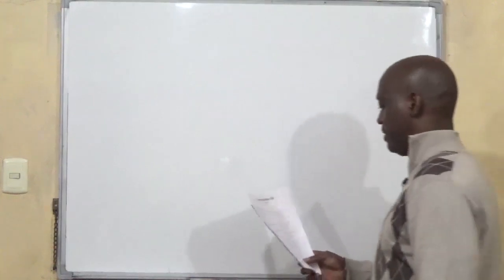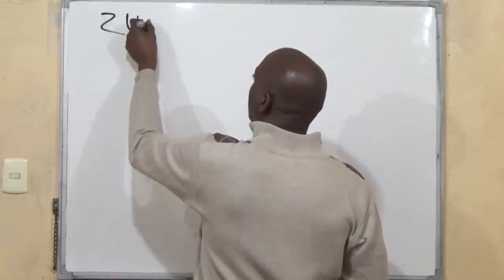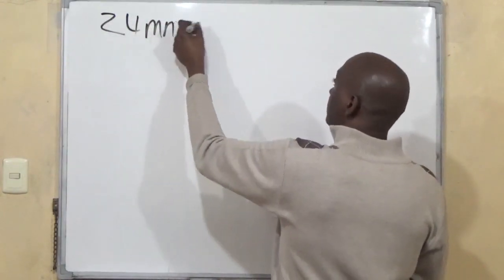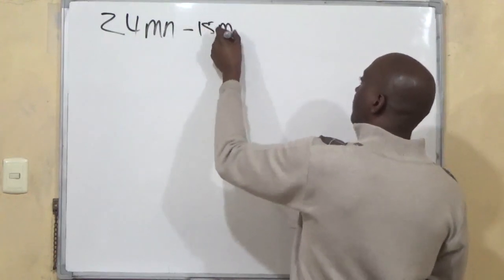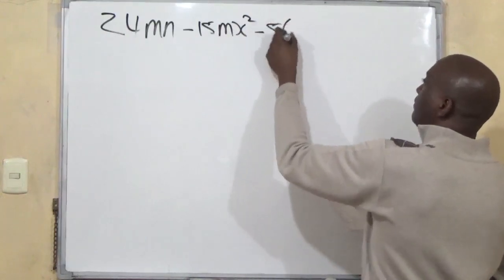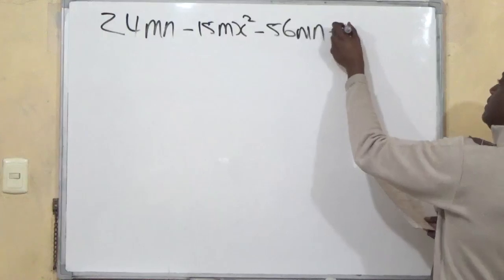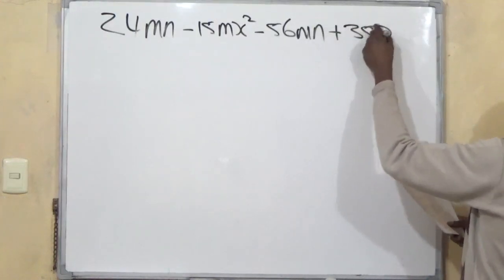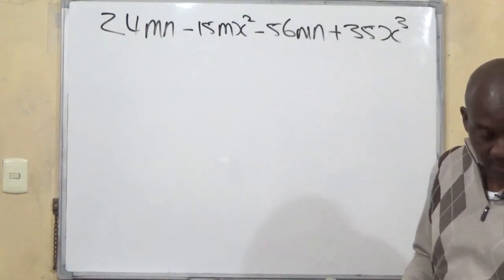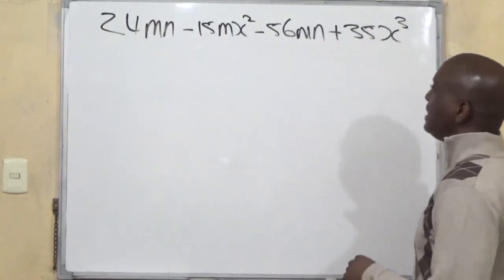We have 24mn minus 15mx squared minus 56mn plus 35x cubed.